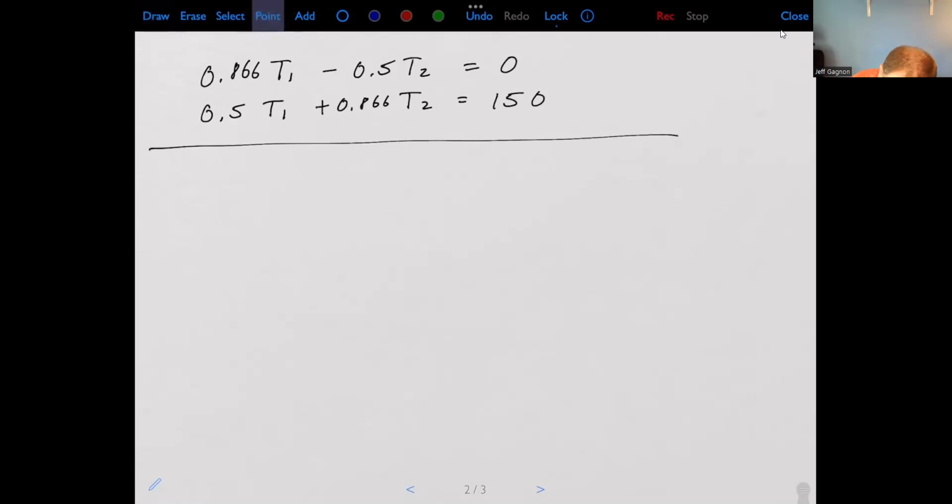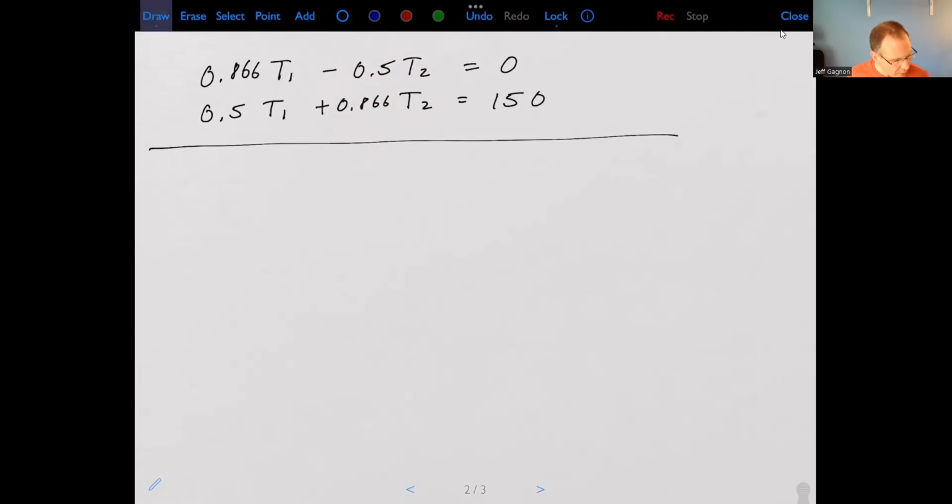Right now I have a negative 0.5 as my coefficient of t2 in the first equation, and positive 0.866 as my coefficient of t2 in the second equation. I want to make these coefficients equal but opposite, one positive, one negative, so that when I add the equations, the t2 disappears. To do that, I could multiply the first equation by 0.866, and the second equation by 0.5. That will make those two equal but opposite.